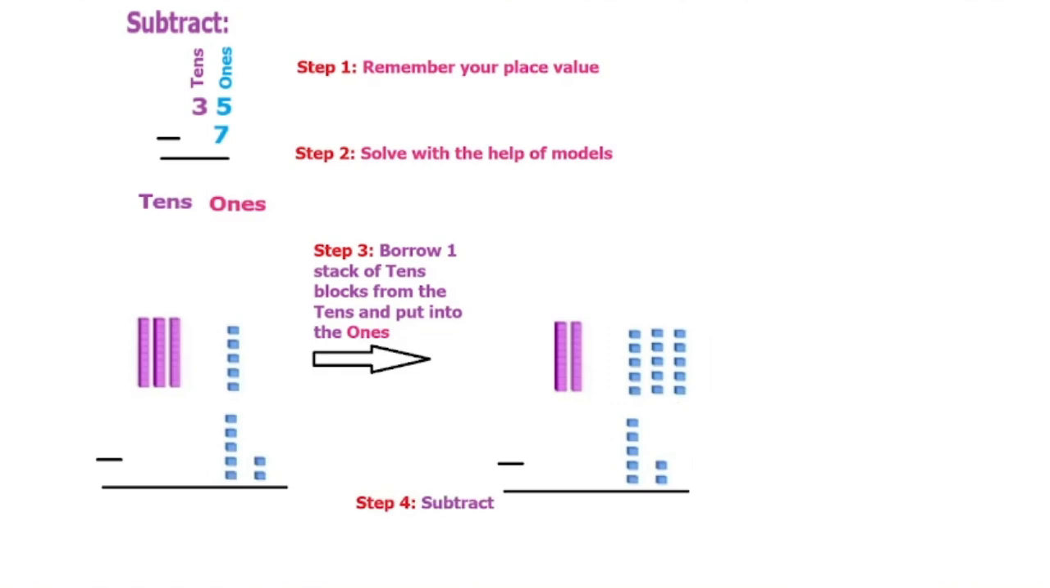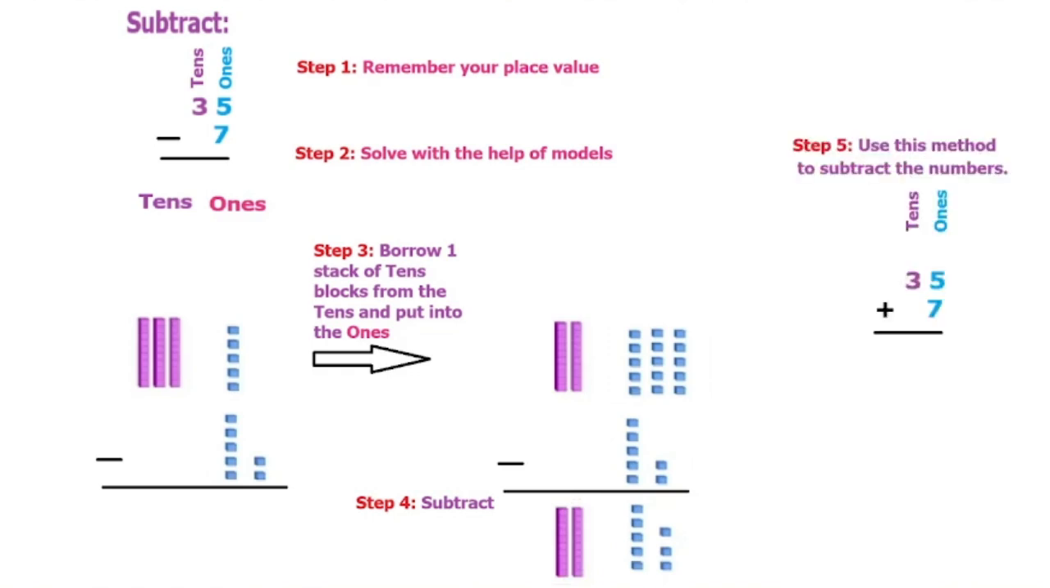Now we can just subtract. And 15 minus 7, we know, is 8. So these are the 8 ones. And then 20 minus nothing gives us just 20. We put the 2 here. Okay, the 2 stacks of 10.